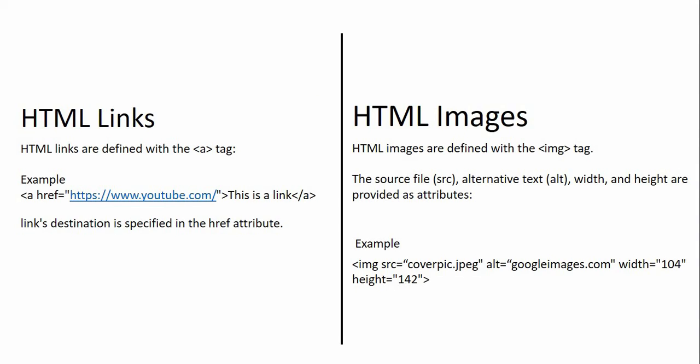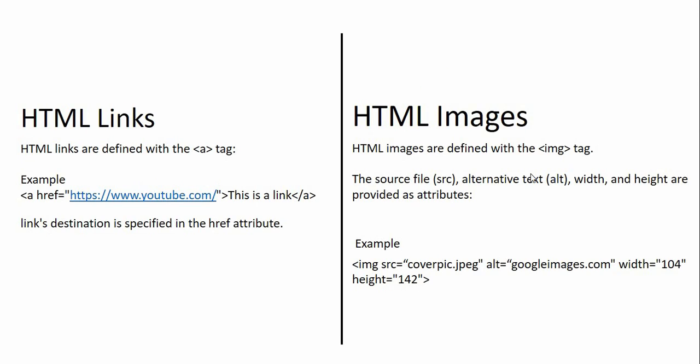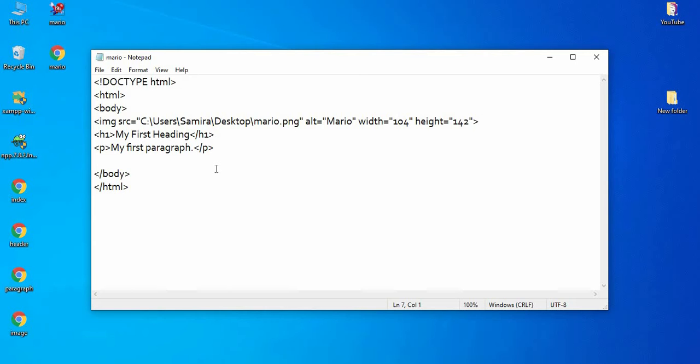So when moving to HTML images, basically images are defined with the img tag. So there's the source file and the alternative text, the width, the height are mainly provided as attributes. There you can see in an example. So I will show you how to do this practically.